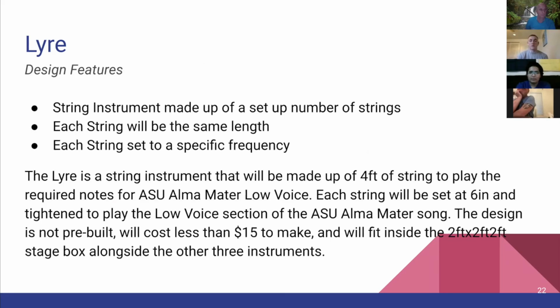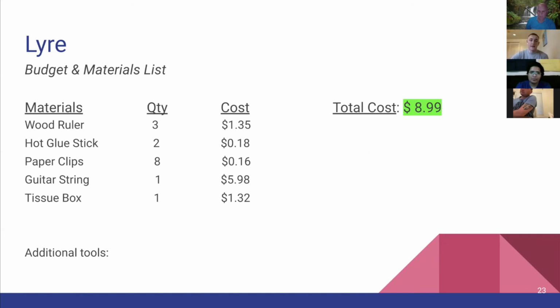So the design features, the string instrument has a set number of strings. Each string will be the same length. Each string is set to a specific frequency. Next slide. So budget and materials list. So below are some of the materials, and the total cost is $8.99. My materials include wood ruler, hot glue for the wood ruler, and paper clips for the strings, guitar string, and the tissue box. The main price comes from the guitar string.